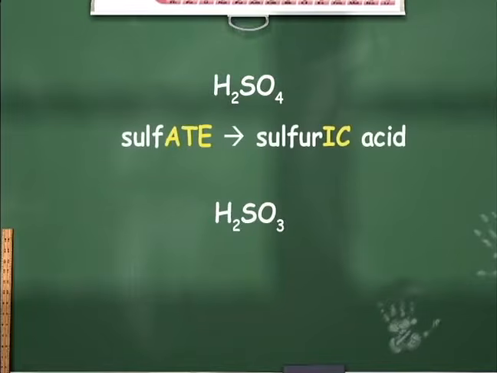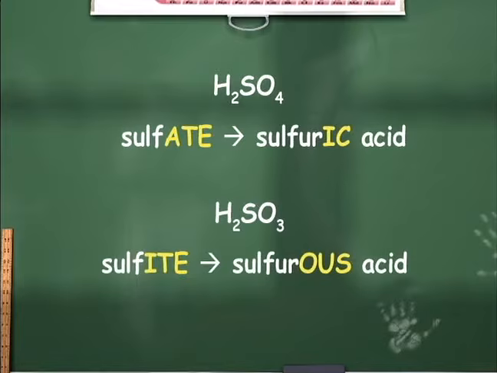For example, H2SO4 and H2SO3 are both ternary acids. The polyatomic ion SO4 has the name sulfate. Since the name of the polyatomic ion ends in ATE, the ending is changed to IC when naming the acid containing this polyatomic ion. So, H2SO4 is called sulfuric acid. The polyatomic ion SO3 has the name sulfite. Since the name of the polyatomic ion ends in ITE, the ending is changed to OUS when naming the acid containing the polyatomic ion. So, H2SO3 is called sulfurous acid.